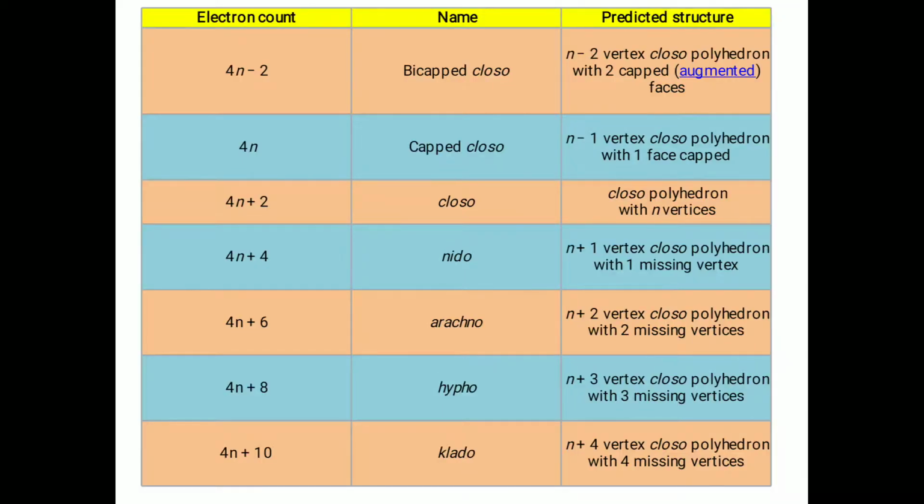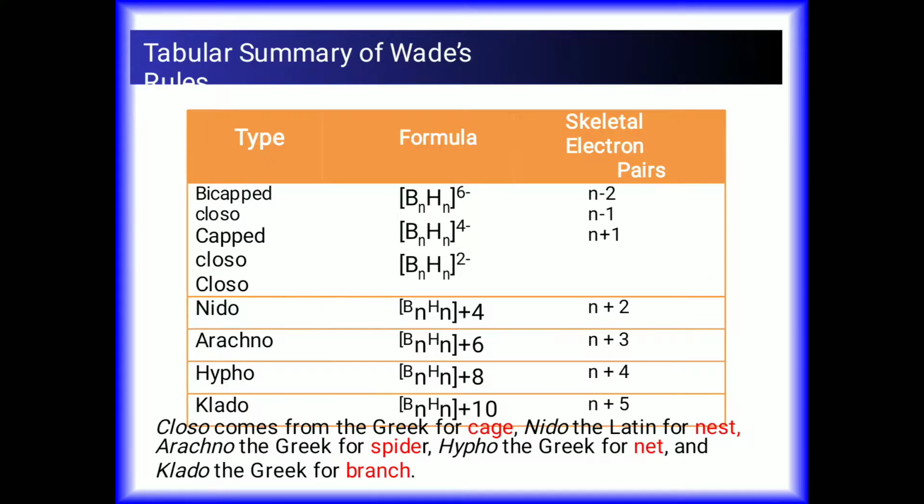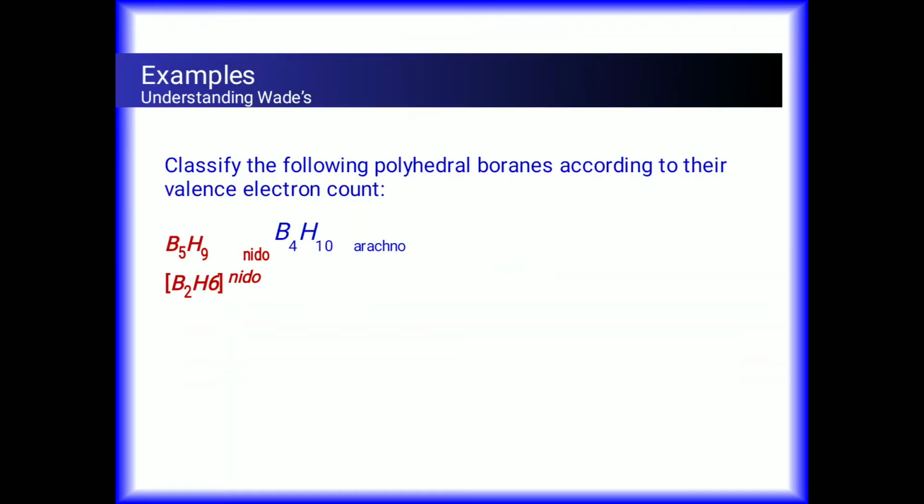So this is the tabular column, electron count and names of the different types of boranes and predicted structures also. Here, this tabular column also shows different types of structures and their formula and skeletal electron pairs. Closo comes from the Greek word for cage structure. Nido is a Latin word for nest form. Arachno is a Greek word for spider form. Hypho is the Greek for net form and klado is the Greek for branch. So these are the different types of examples.